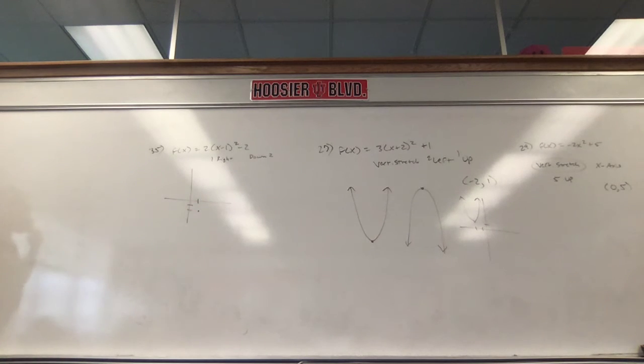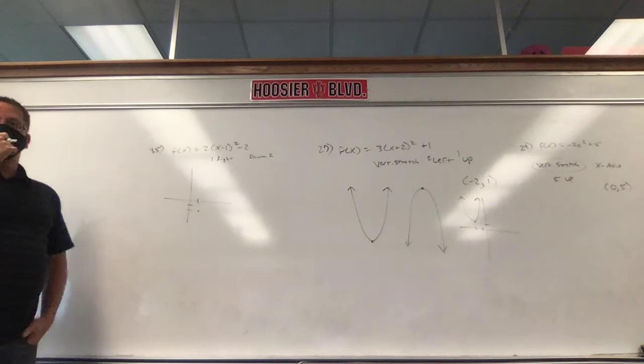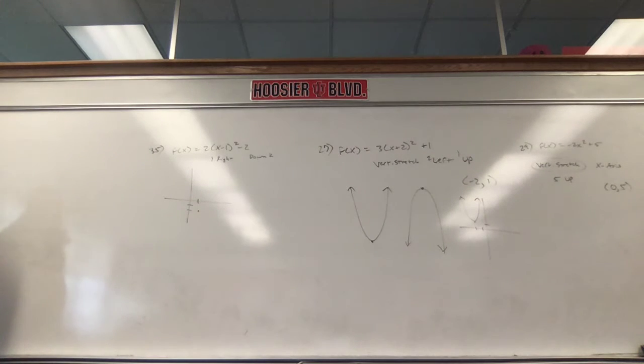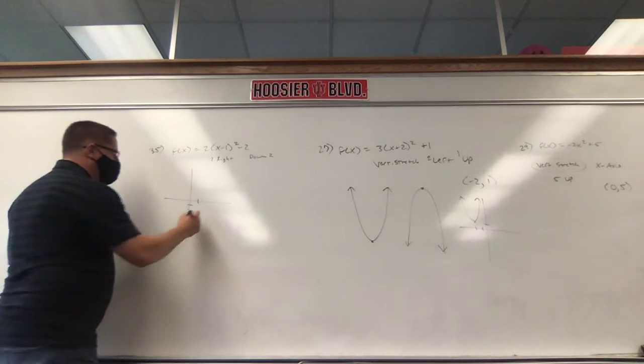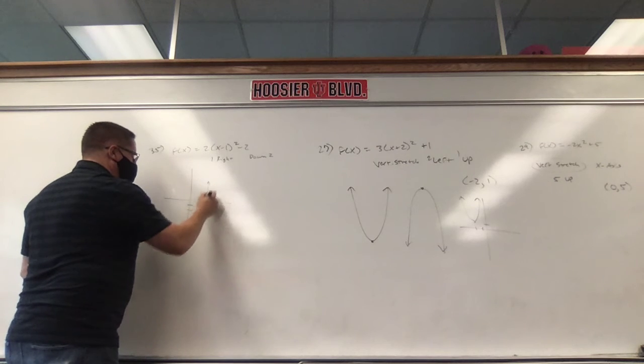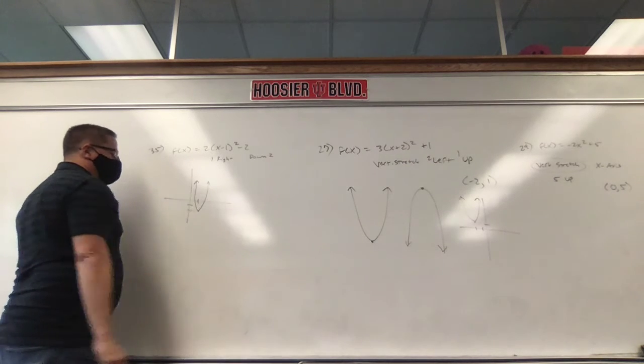Okay? Now, does this parabola open up or open down? Well, up. This 2 right here is positive. If it's negative, it flips it upside down. It is positive, so it's going to go up. And it's going to make it a little skinnier. It's going to stretch it a little bit, not a ton. 2 is bigger than 1, but not way bigger. So it's going to look sort of like that.